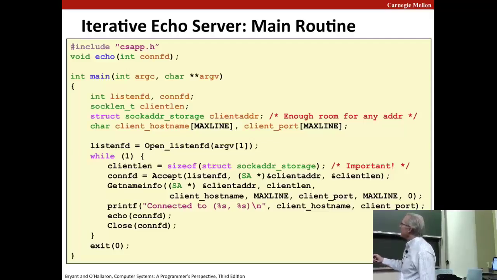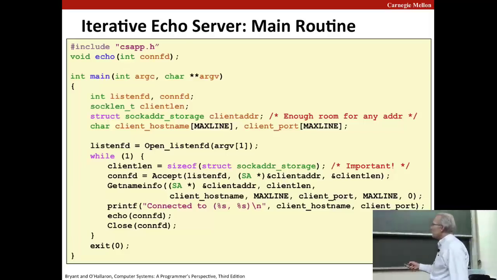And this thing, by the way, client host name and client port are both buffers. Yes, host name and port are both buffers, and I'm passing a pointer to those buffers, and I'm passing their length, MAXLINE, and then the call to getnameinfo is filling those in with string representations of the host name and the port.